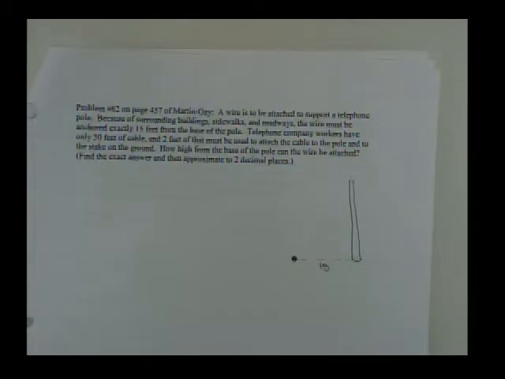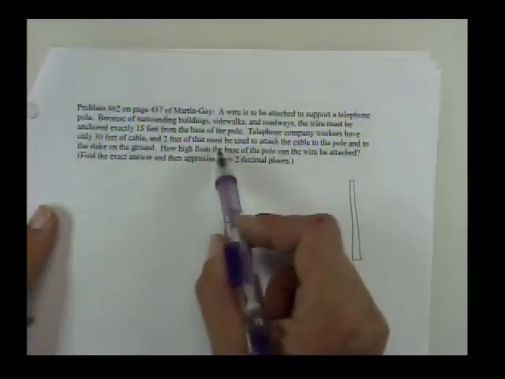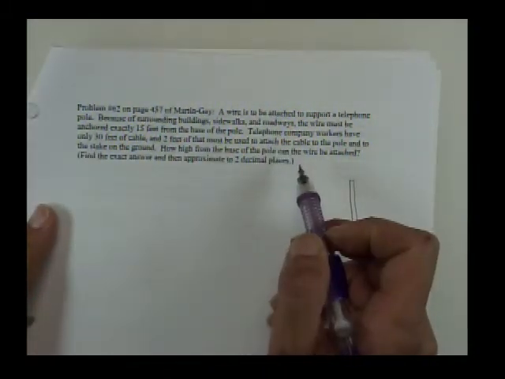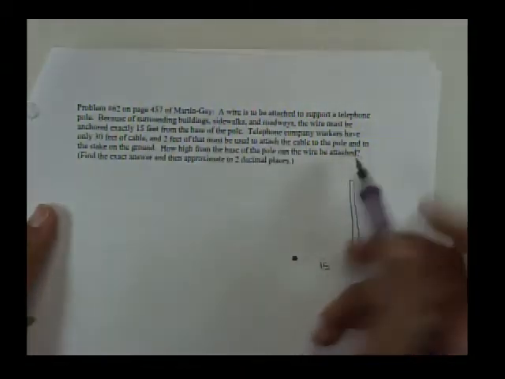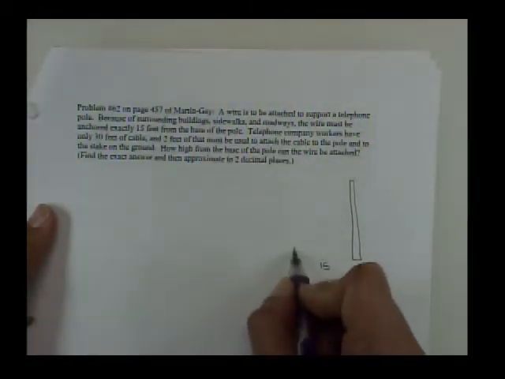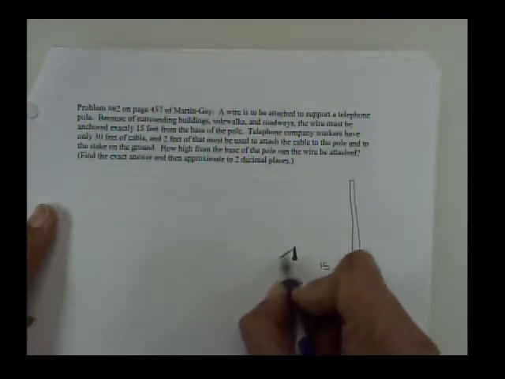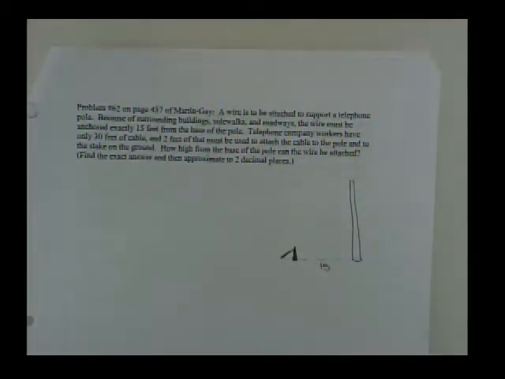Telephone company workers have only 30 feet of cable, and 2 feet of that must be used to attach the cable to the pole and to the stake on the ground. So 2 feet of that must attach. I don't know what they mean by, I see the stake on the ground. So maybe there's a stake that sticks up and that has to go 2 feet to the ground. If we have to use 2 feet of the cable to do that, how much cable do we have left then? We have 28 feet of cable left.